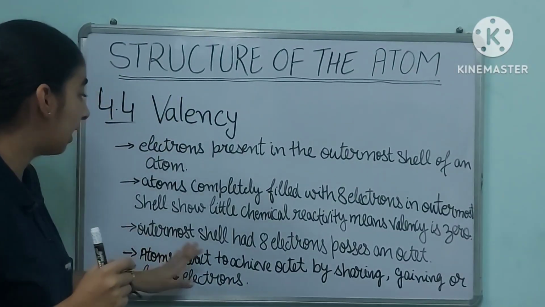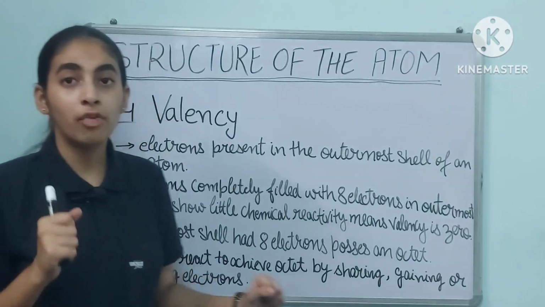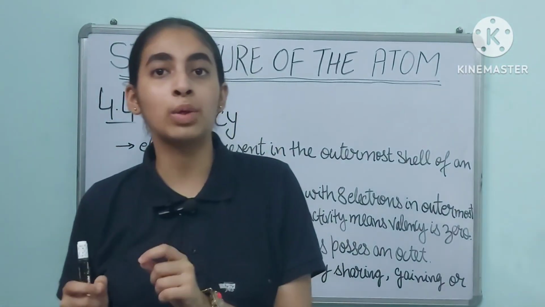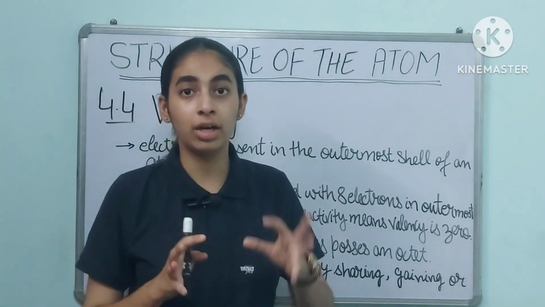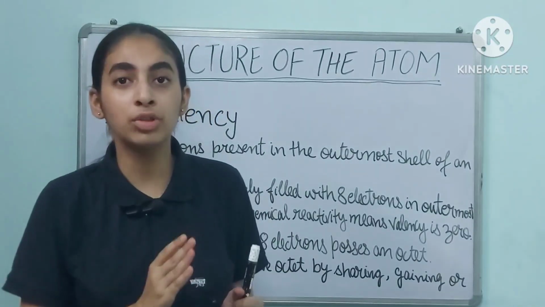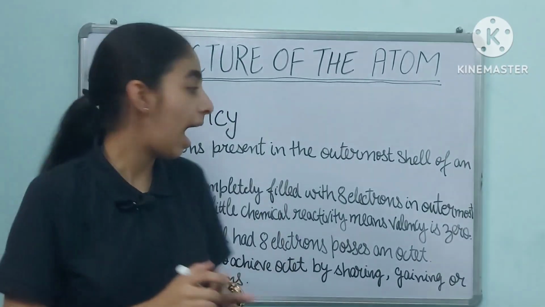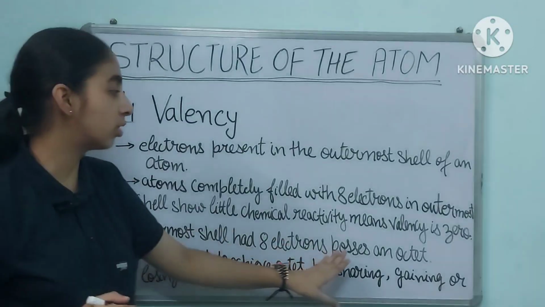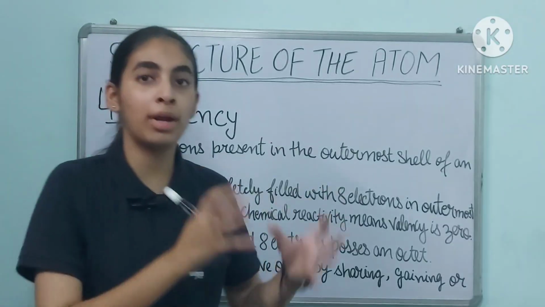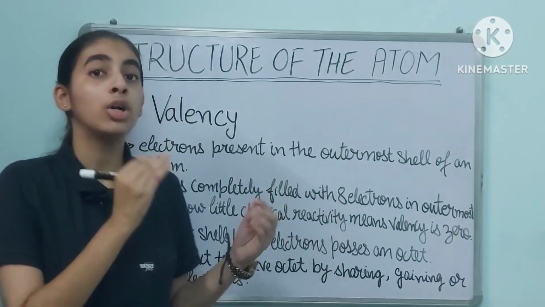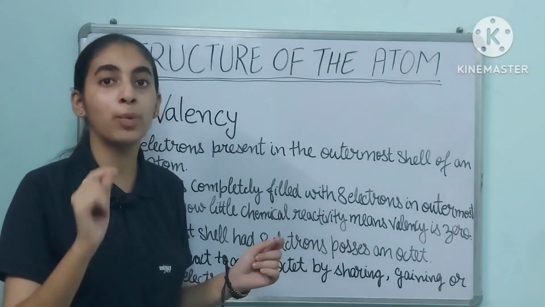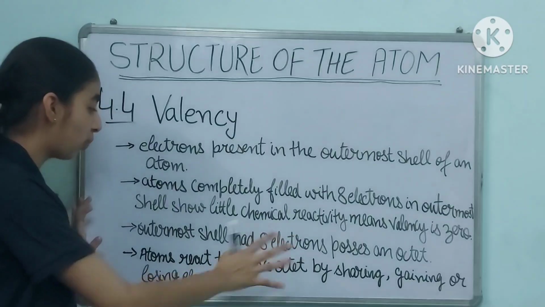The outermost shell that has 8 electrons is known as an octet. If the K shell is filled with 2 electrons, that is known as a duplet. For example, if helium is filled with 2 electrons in its outermost shell, the K shell, that will be known as a duplet. The outermost shell that has 8 electrons possesses an octet. For example, if the L shell, M shell or N shell is filled with 8 electrons, it will be known as an octet. When the K shell is filled with 2 electrons, but remember the K shell should be the outermost shell, then it forms a duplet, right?